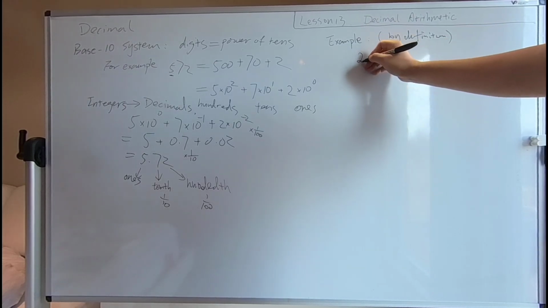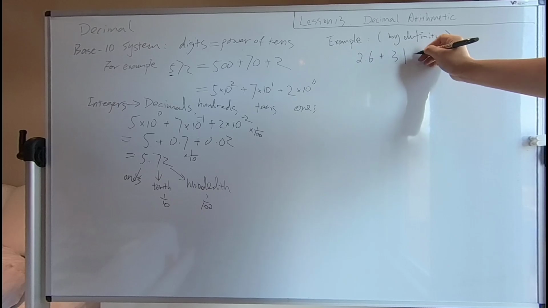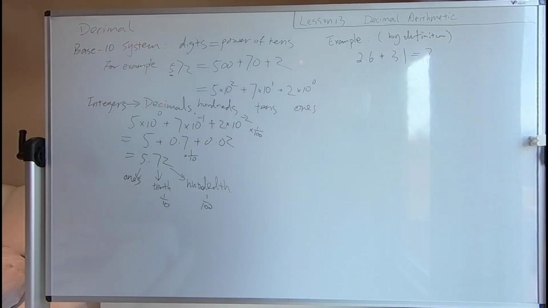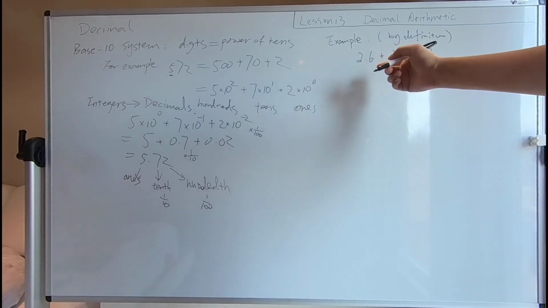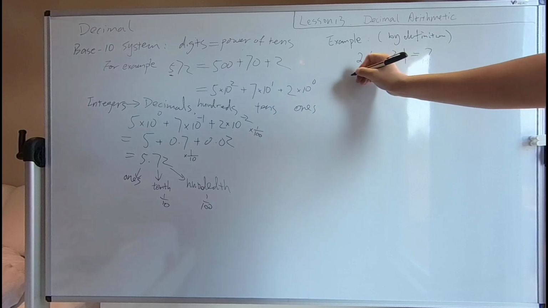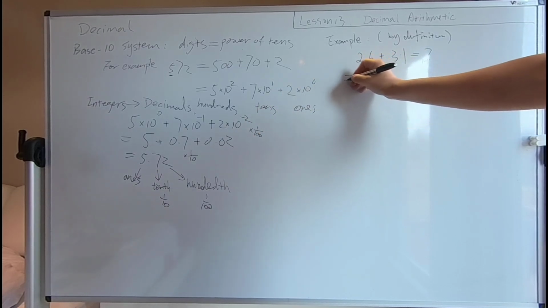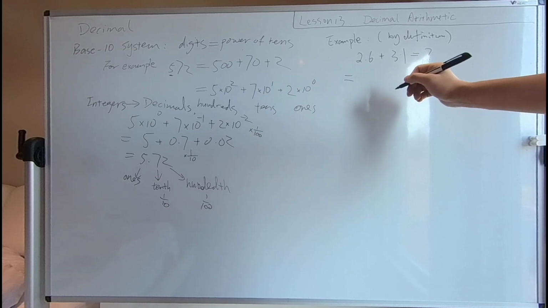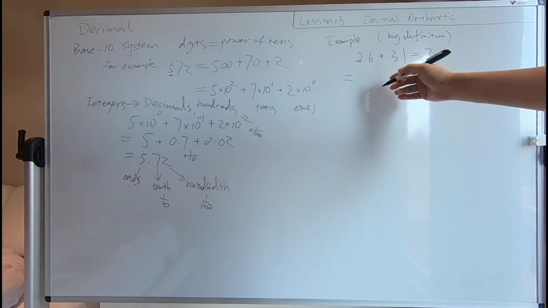So for example, if I have 2.6 plus 3.1, what is the value of these two decimal numbers added together? You can probably already tell the result, but let's start from the very beginning, from the most basic definition or concept of the decimal number, to show you step by step how to do the addition.